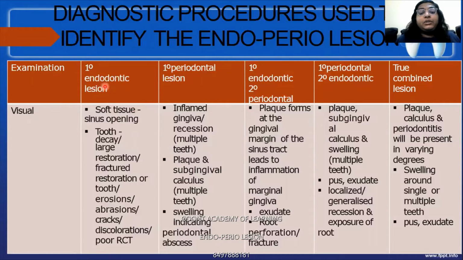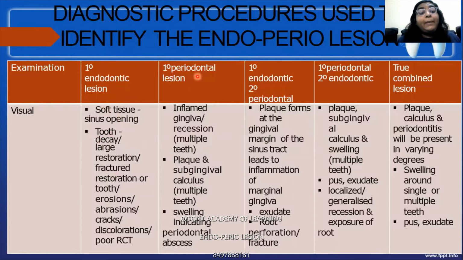The primary endo lesion, okay, let's start with this. In the primary endo lesion, in the soft tissue, there could be a sinus opening. Along with this, you can see tooth decay or a large restoration or a fractured restoration or erosion or abrasion or crack or discoloration or poor RCT. So there will definitely be some etiology in the tooth structure, some problem in the tooth, and in the soft tissue, a sinus opening is usually seen. It may or may not be seen, but if it is present, along with this, it is a primary endo lesion.